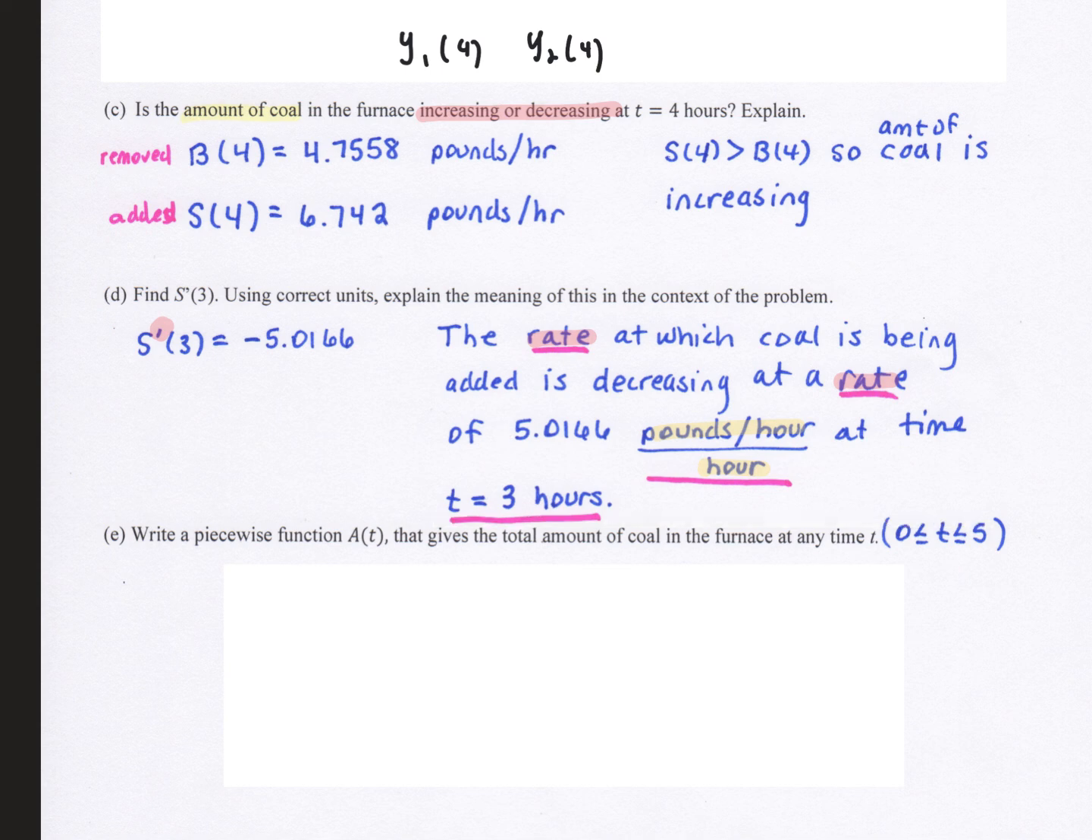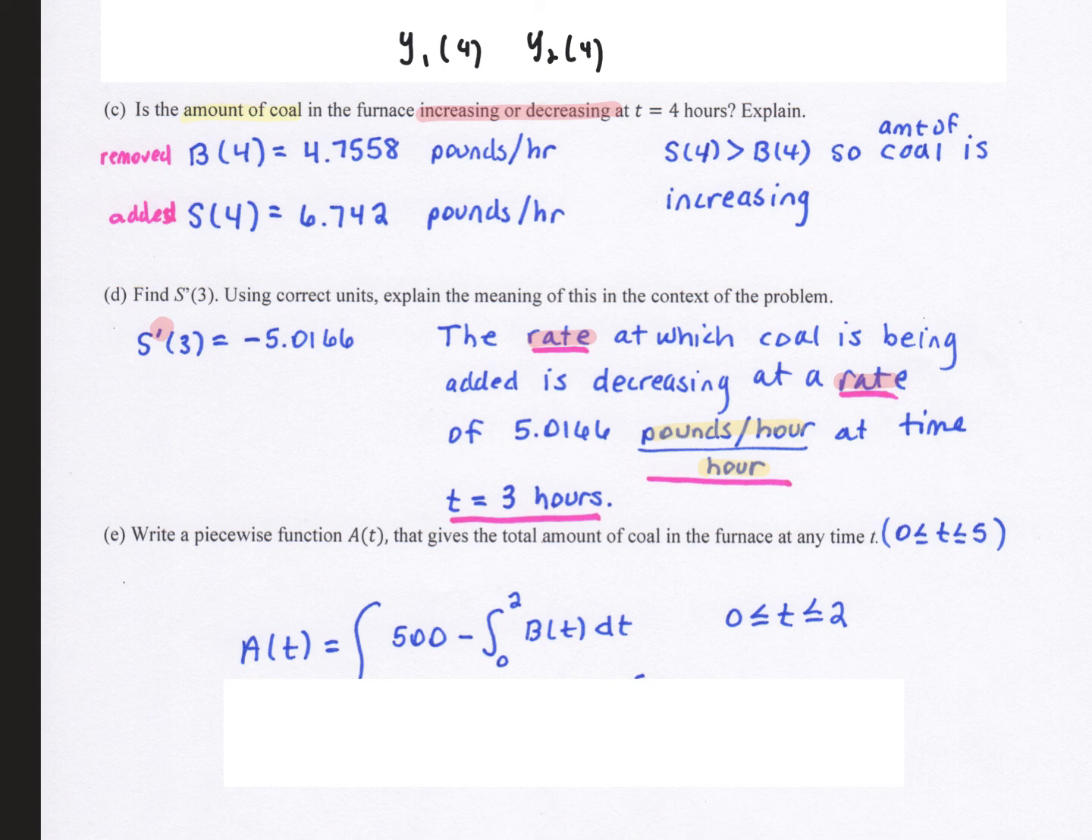In part E, I'm asked to write a piecewise function and call it A of t that gives the total amount of coal in the furnace at any time between 0 and 5. What's different in that time interval from 0 to 5 is that there's a worker that starts adding the coal in at time 2 and runs till 5. So that's where the 2 different functions are going to come in. So between 0 and 2, all that I have happening is the 500 pounds that are there to begin with. And then I have that removal rate that the coal is being burned that's applying from 0 to 2.